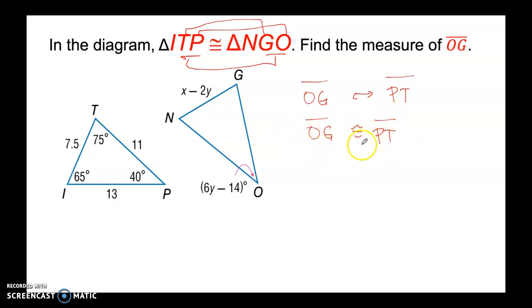Since the two segments are congruent, we can say that the measures of the segments are equal because of the definition of congruent segments. The definition states that if two segments are congruent, then the two segments are equal. Now let's look for the measure of segment PT. Segment PT measures 11 units. Therefore, segment OG is equal to 11.